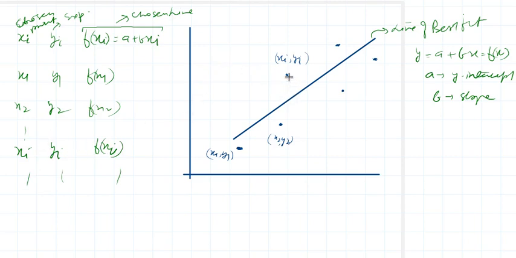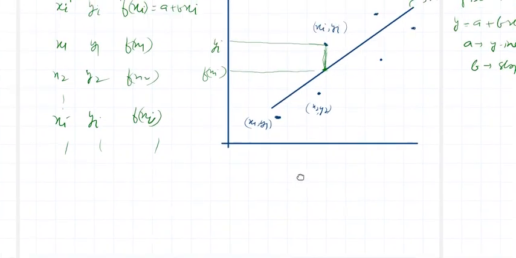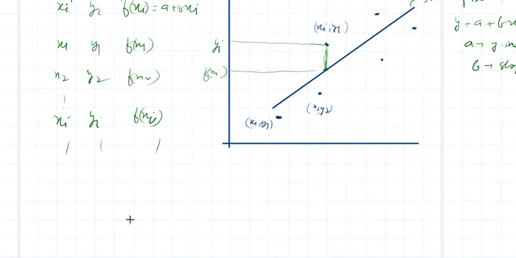So that means if this point is yi, and corresponding to this xi, there is a point over this line. This point is known as f of xi. So that means there is some error between the experimental value and the point which we have chosen on the line. There is some error, and this error is basically represented by qi, and this qi is basically yi minus f of xi.